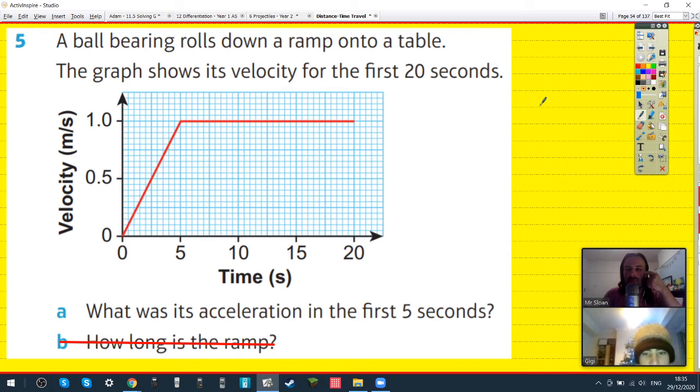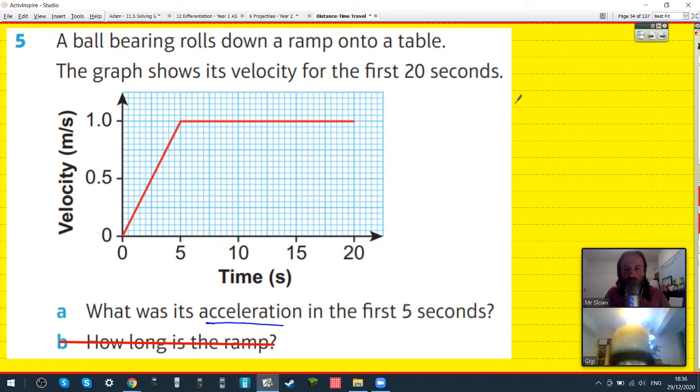1 meter per second. That's its velocity at 5 seconds. We want its acceleration. Previously we were doing distance time graphs, where the gradient of the line gives you velocity. In a velocity time graph, the gradient gives you acceleration. Oh, right. So it would be 5? Other way around? Oh, 0.2. Yeah, 1 over 5 instead of 5 over 1.